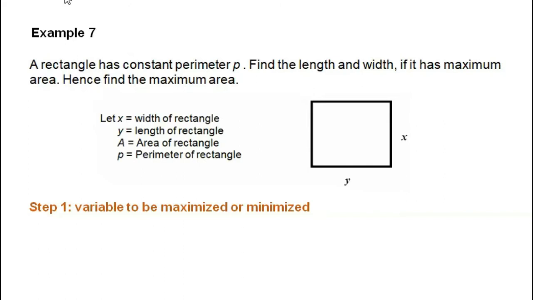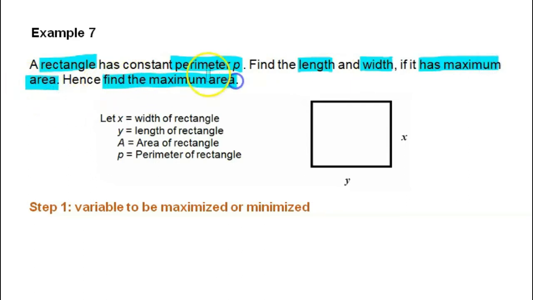Now let us move on to example number 7, the first example in this section for the optimization problem. So please pay full attention. A rectangle has a constant perimeter P. Find the length and the width, if it has a maximum area, hence find the maximum area.